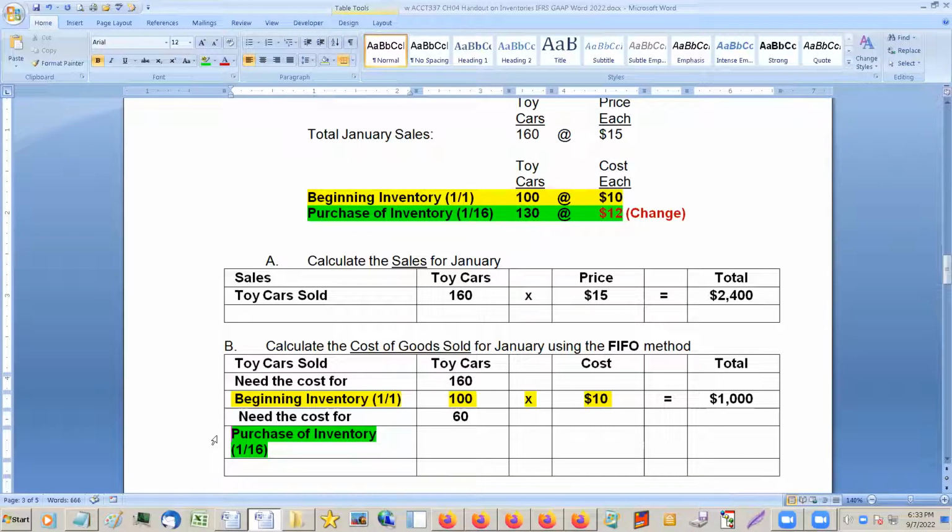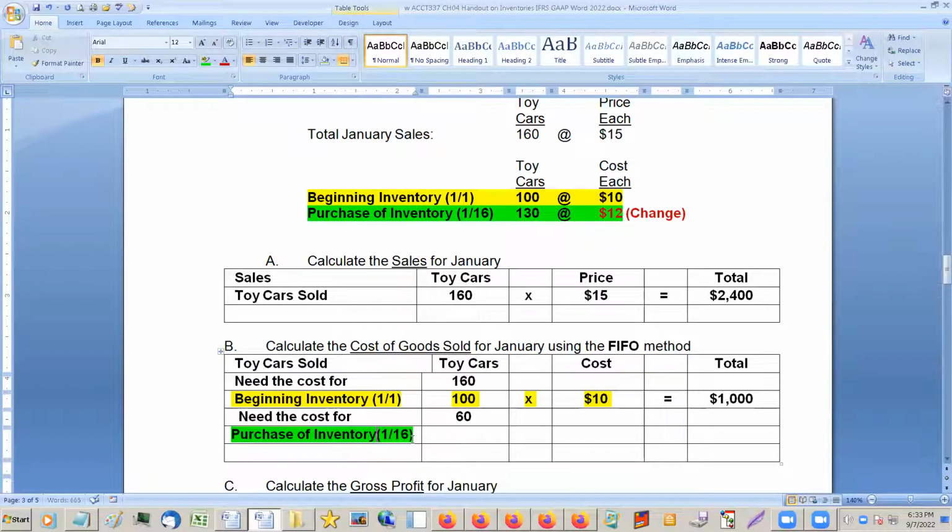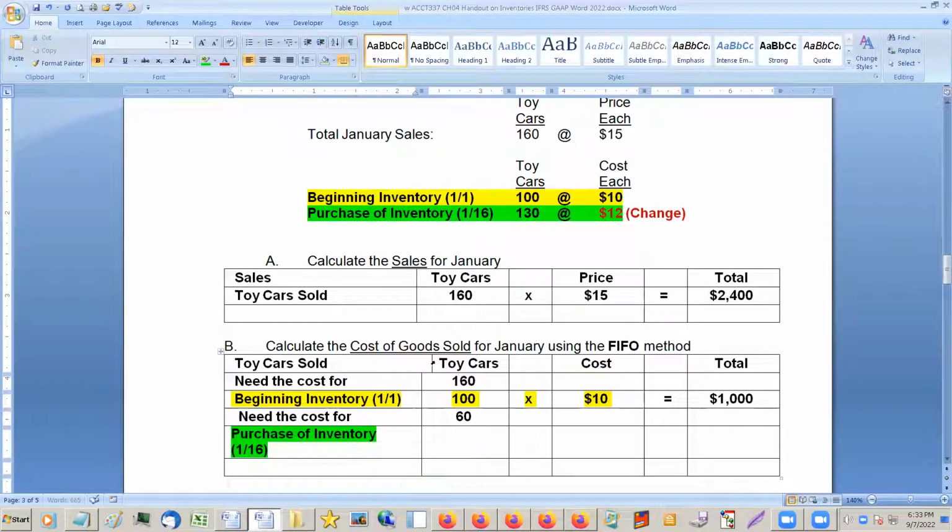So we got 60 from this layer. And the new price is $12, which equals 720. 720, yeah. So 720. Not bad.